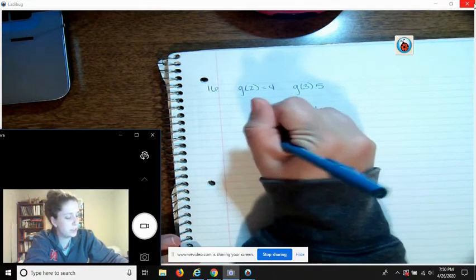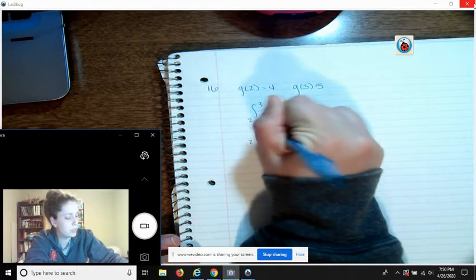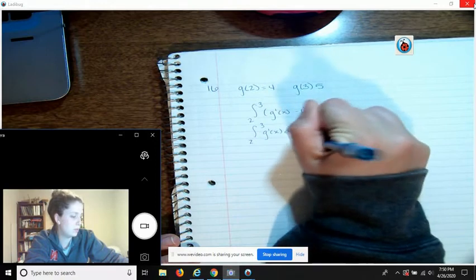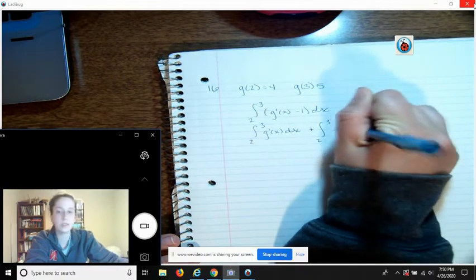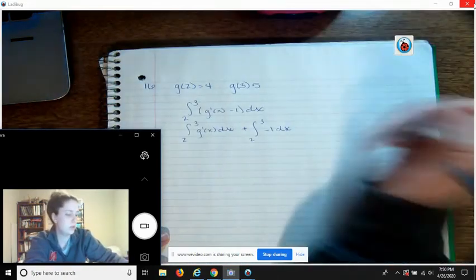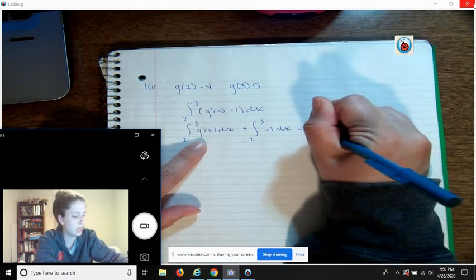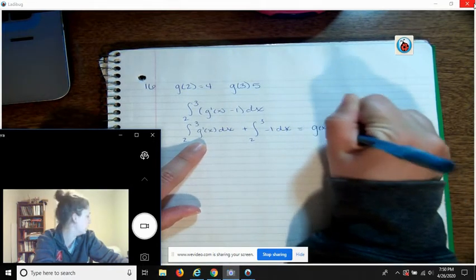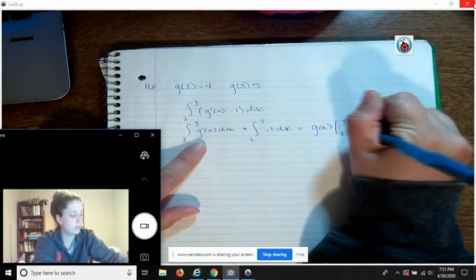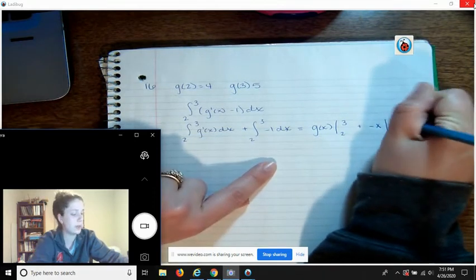So I'm going to first split up my integral. So the integral from 2 to 3 of g prime of x, and then the integral from 2 to 3 of -1 dx. So right, when I integrate g prime, I should get g. So I'm going to get the function g of x from 2 to 3, and then plus my function here is going to be -x from 2 to 3.